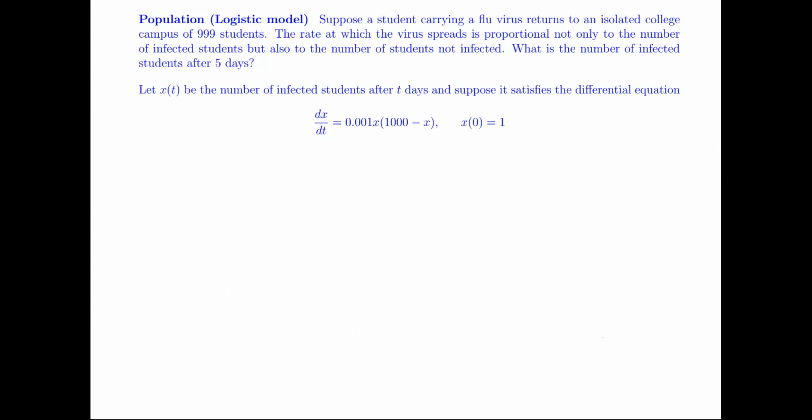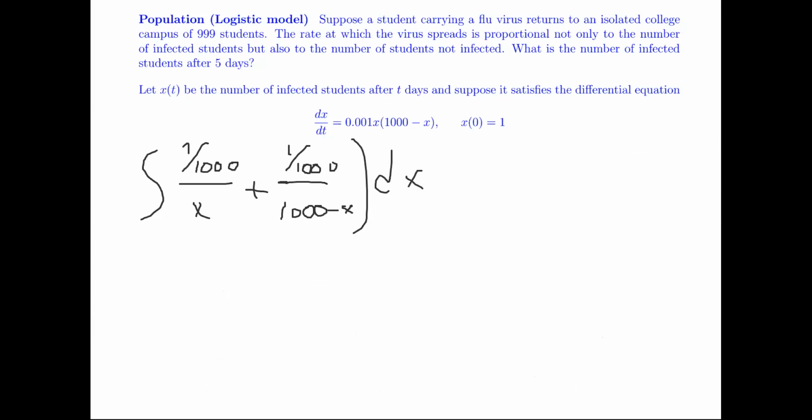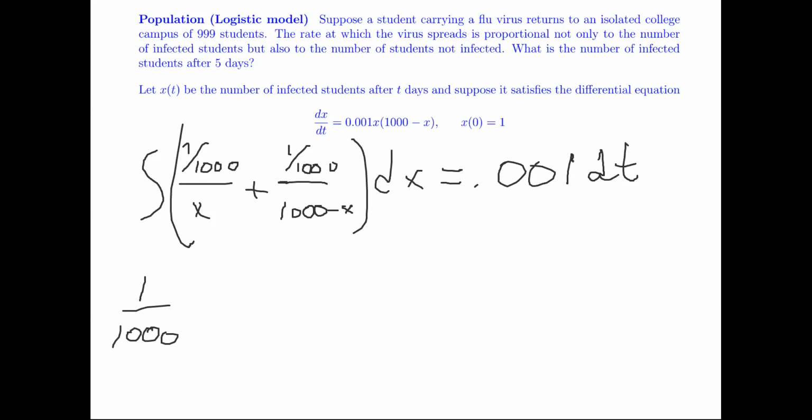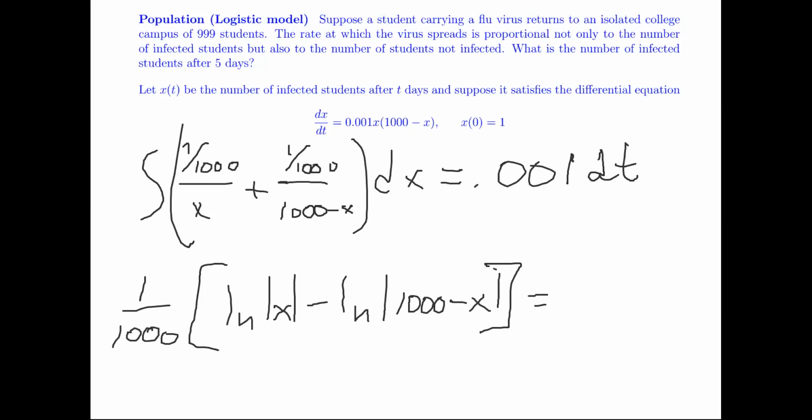So this tells us that we had the integral of (1 over 1,000) all over x plus (1 over 1,000) all over (1,000 minus x) dx is equal to 0.001 dt. All right, let's integrate both sides. We get 1 over 1,000, and now let's integrate 1 over x. We just factor out a 1 over 1,000 at first, and integrate 1 over x with respect to x, and we get ln of the absolute value of x. And this becomes minus ln of (1,000 minus x). And this is 0.001 t plus some constant c.